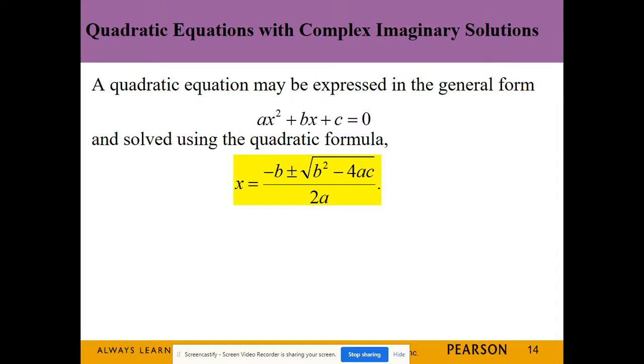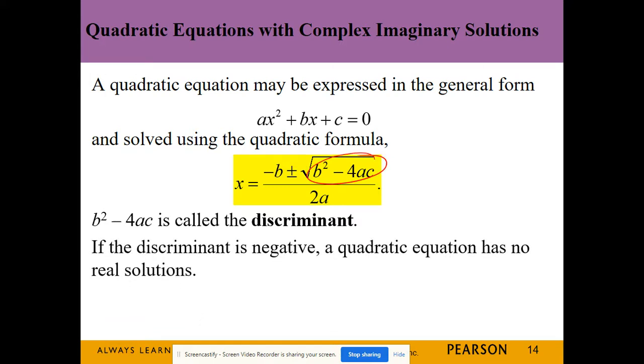All right, so a quadratic equation may be expressed in the general form, ax squared plus bx plus c, and then you solve it using the quadratic formula. That should look familiar, especially if you had me last year. The part b squared minus 4ac is considered the discriminant, so just the part of the quadratic formula underneath the square root. Recall, if the discriminant is negative, that's when there's no real solutions. That's what creates an imaginary solution when you have a negative under the square root in the formula.